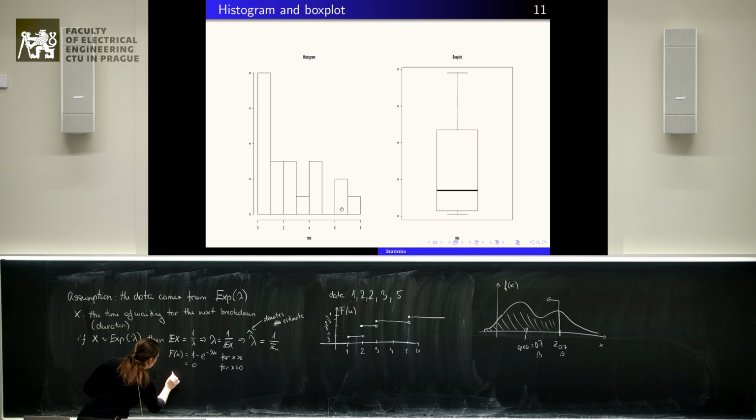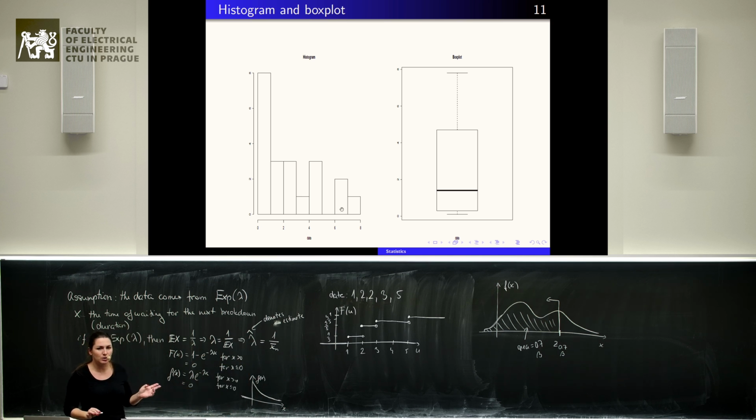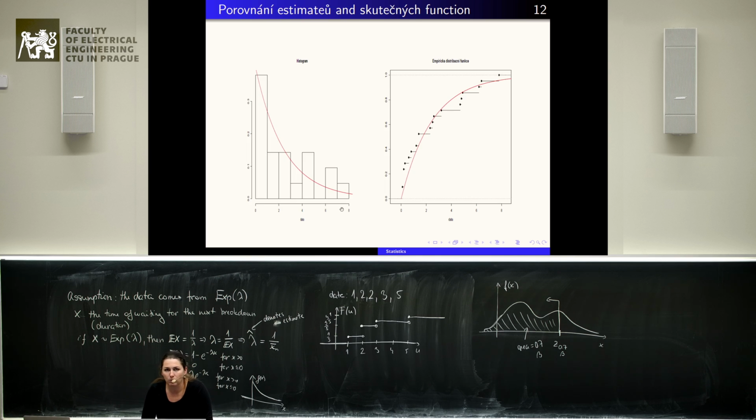The density of the exponential distribution is equal to lambda times e to the power of minus lambda x for positive x, and equal to 0 for x less or equal to 0. So it is a function with a decreasing exponent. And we can see that this function is quite similar to this histogram. When we draw both the histogram and the theoretical density, again with lambda estimated in this way, we can see that again they are very similar. The density goes approximately along the top of the rectangles.